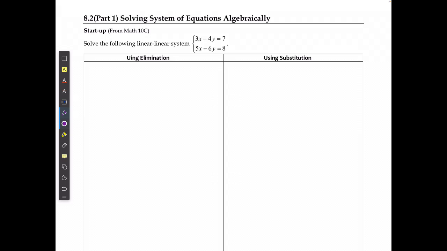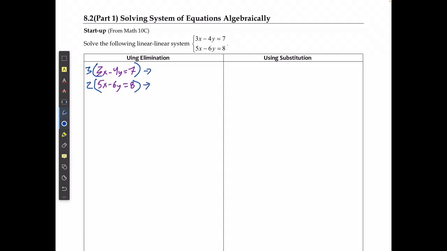In the first case, if I'm using elimination and I have the equations 3x minus 4y is equal to 7, and 5x minus 6y is equal to 8. Well, first I've got to make these have a matching coefficient for x or y. I'm going to lean towards y, and we'll see why that is in a little bit. So I need to make the y's match. That means I've got to multiply this entire equation by 3 and this entire equation by 2 to give them the lowest common multiple of 12.